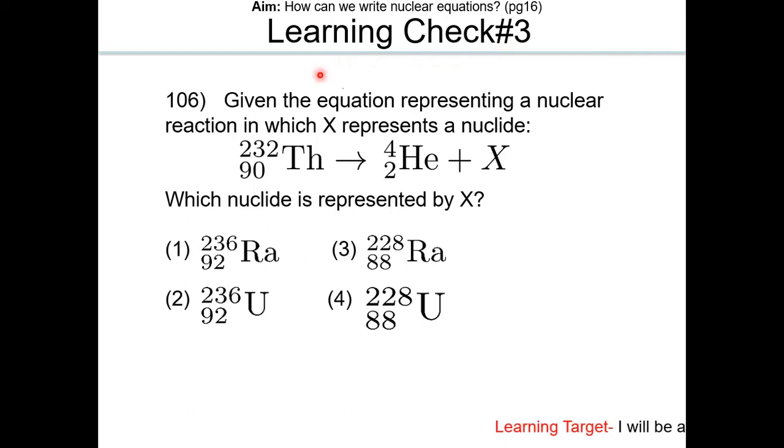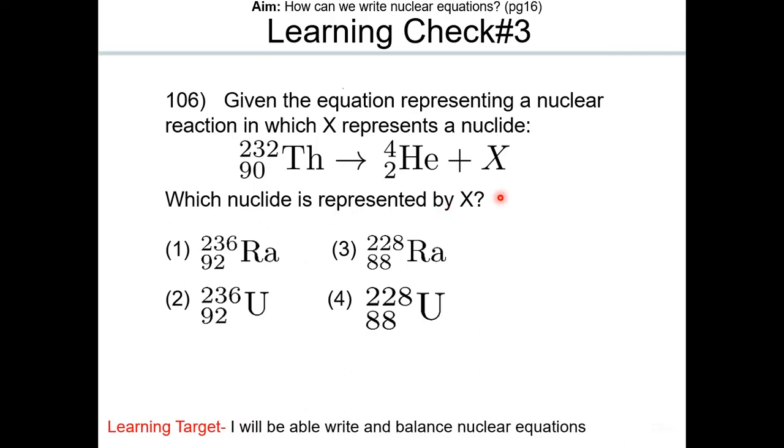Learning check number 3. Given the equation representing a nuclear reaction in which X represents a nucleus, which nucleus is represented by X? Pause the video and resume as completed. To figure this out, you must figure out the mass number and the atomic number of this element. 232 minus 4 is 228. 90 minus 2 is 88, so the answer is choice 3.